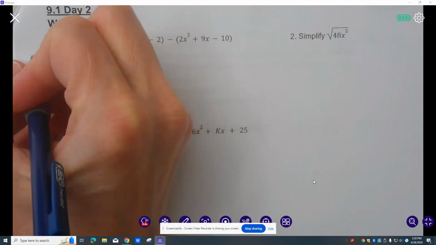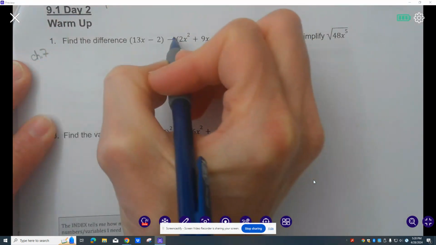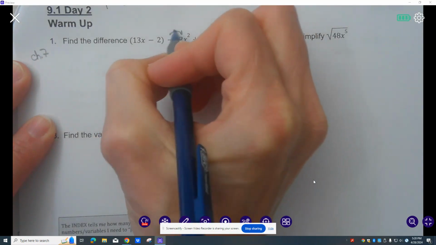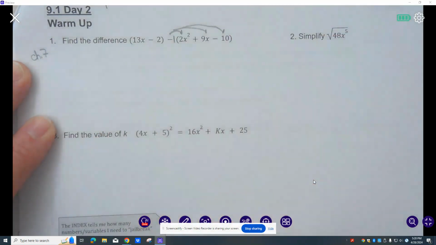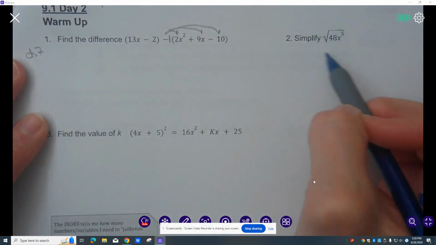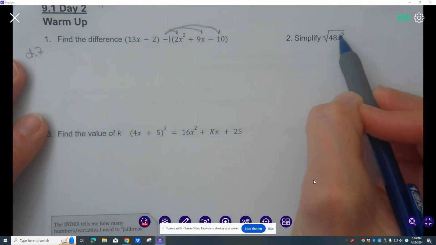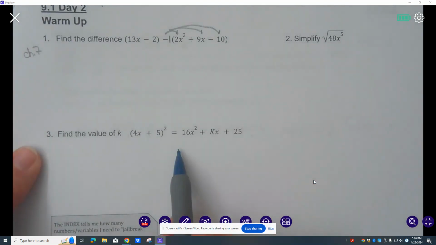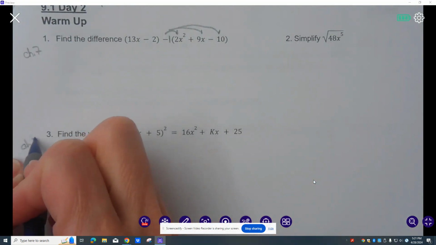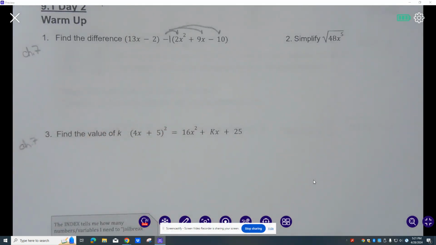So this first one is review from chapter 7. Remember, when you have a subtraction, you need to distribute the negative. This is from yesterday's lesson. So that is a jailbreak with a number and a variable. And this is also chapter 7. So please pause the video and try this warm up.